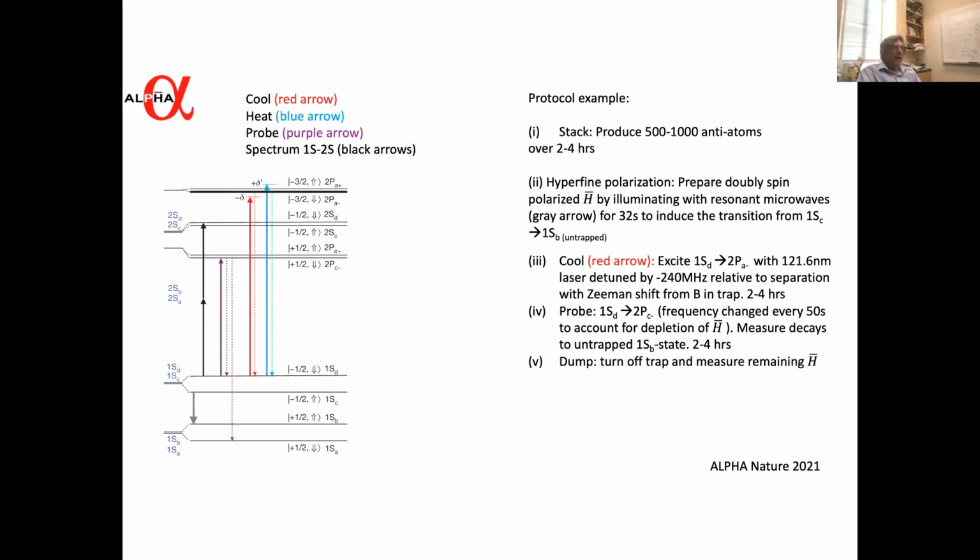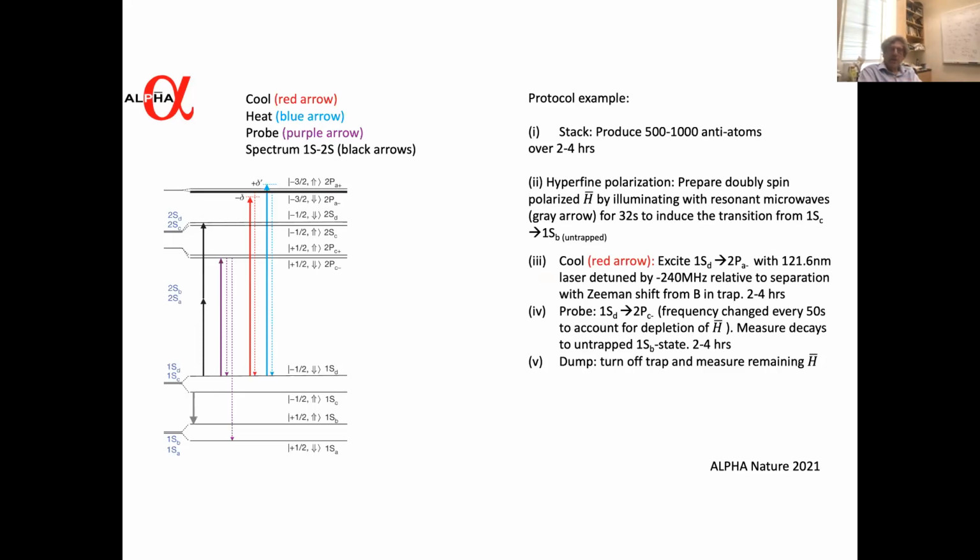Okay, I'll just look for a minute. I'll say one quick thing about the protocol. What you do is you prepare a state. So you're doing an experiment. All these experiments have the same flavor. You prepare antihydrogen in a certain state, and then you do something to it or you don't do something to it, and you measure the results.